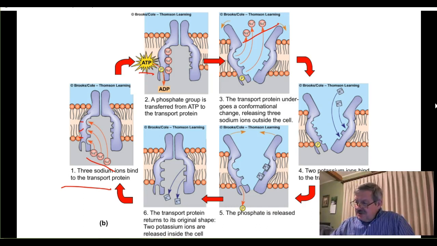Now then, this protein can pick up 2 potassiums from outside. They attach to the protein, causing the protein to change its shape. It releases the phosphate, also involved in changing the shape of the protein, and the potassiums are dropped off to the inside of the cell. So, as this process goes along, basically right here's a neuron.